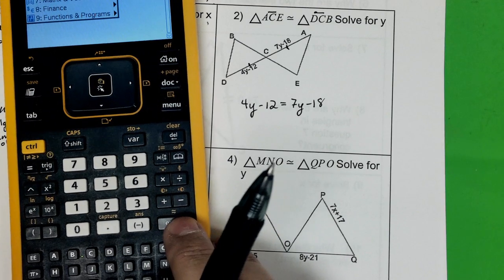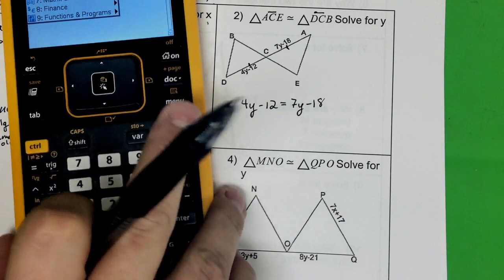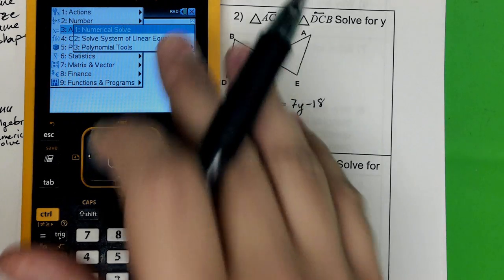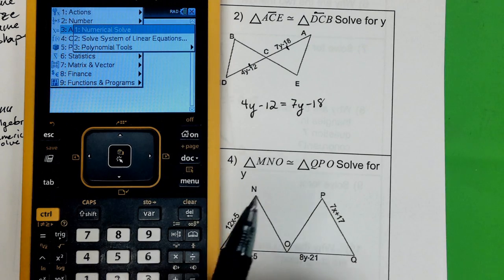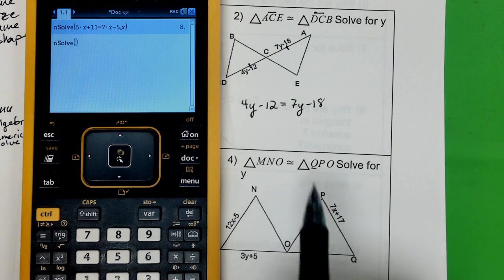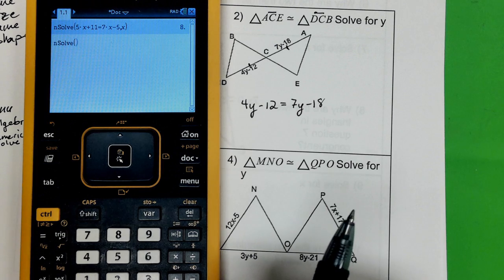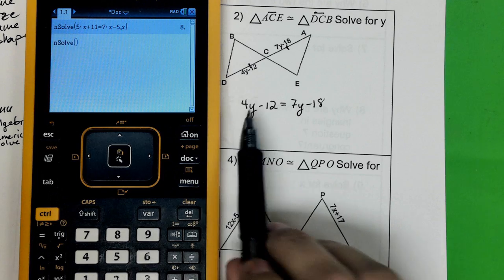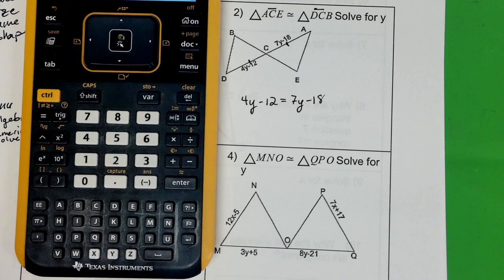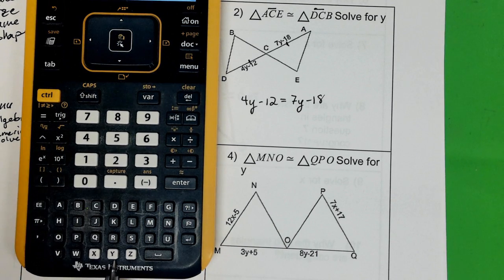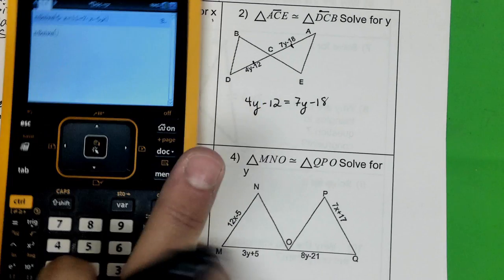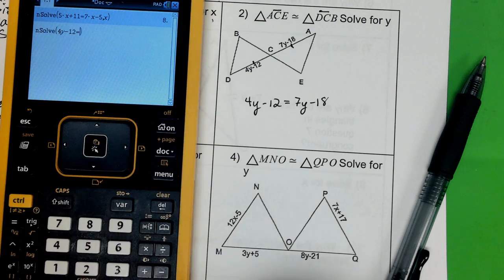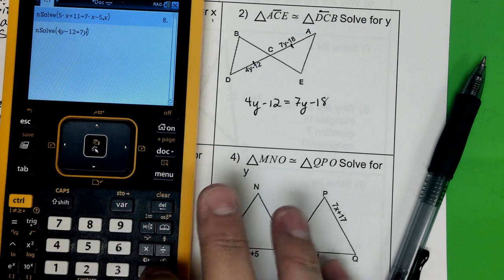That may be hard to see. So enter is right here, where you would hit enter for solving or for typing something in the calculator. And then numerical solve. So enter again, and that's going to be how you get that up on your calculator screen. And then this time, we have a y, which, if we look down at our alphabet, is just right next to x. All right, so we're going to type 4y minus 12 equals 7y minus 18.